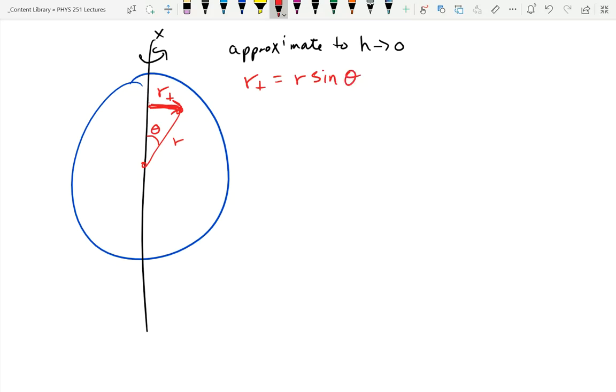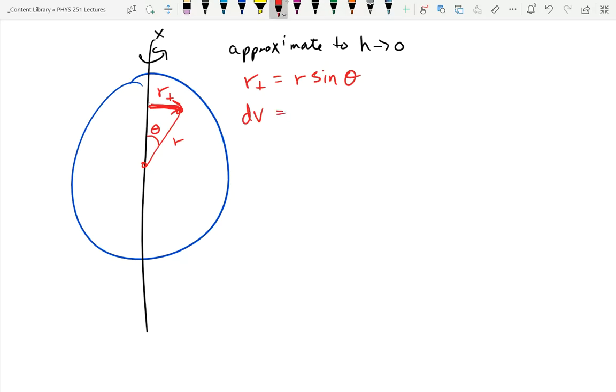So r perpendicular is r sine theta, right? We have to find that. And then what do we have to find next? By the way, if we wanted to be really anal, we would have had this here squared plus z squared. That would be if it has thickness that's not negligible. We don't have that, because that's going to couple the z integral with the other two.